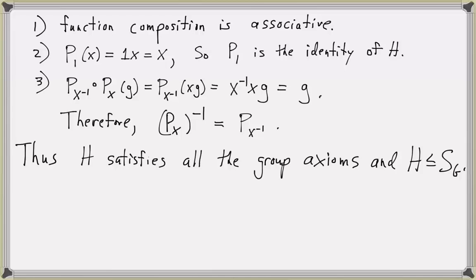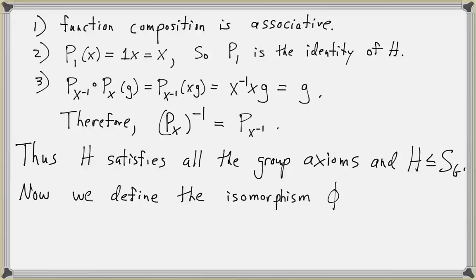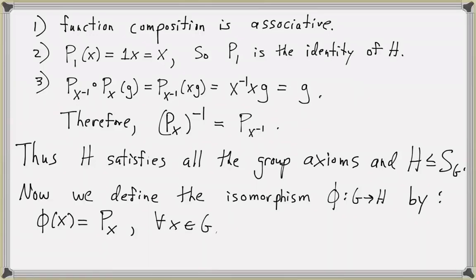We started out with a group G. We produced a group H that's a subgroup of the symmetric group on G. And now we need to show that G is actually isomorphic to H. So let's begin by defining an isomorphism phi from G to H. We define phi from G to H by, given an element x in G, phi of x equals the permutation P sub x for all x in G. So we need to show that this is actually an isomorphism from G to H.